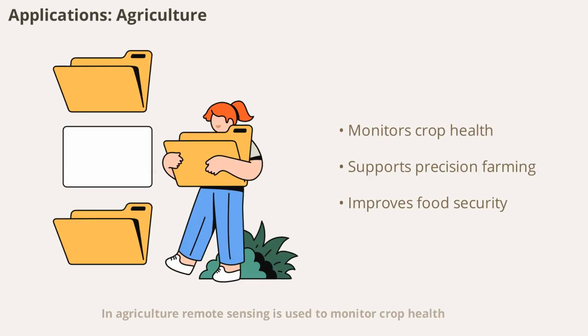In agriculture, remote sensing is used to monitor crop health, assess soil moisture, and optimize irrigation. By analyzing spectral signatures, farmers can detect stress, disease, and nutrient deficiencies early. This technology supports precision agriculture, increasing yields and reducing resource use, ultimately contributing to food security and sustainability.